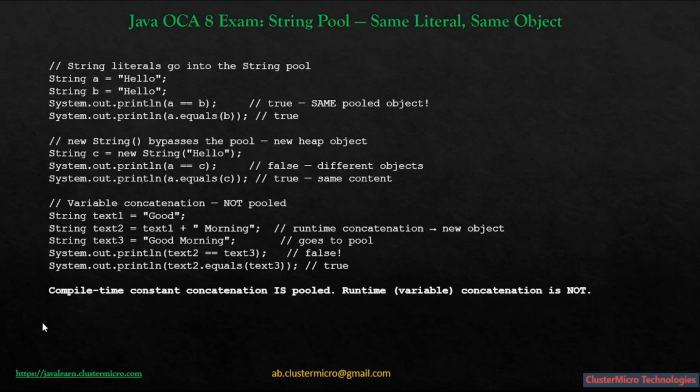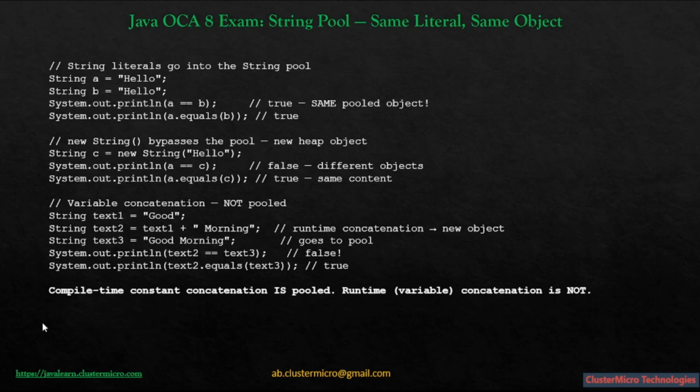Okay. Next, we are going to discuss string pool, same literal, same object. Java has an optimization for strings known as the string pool. When you create a string using a literal such as String a = "hello", Java first checks whether the value hello already exists in the string pool. If it does, then Java reuses the existing object instead of creating a new one. As a result, if you write String a = "hello" and String b = "hello", then both variables reference the same object in the pool. So a == b will evaluate to true.